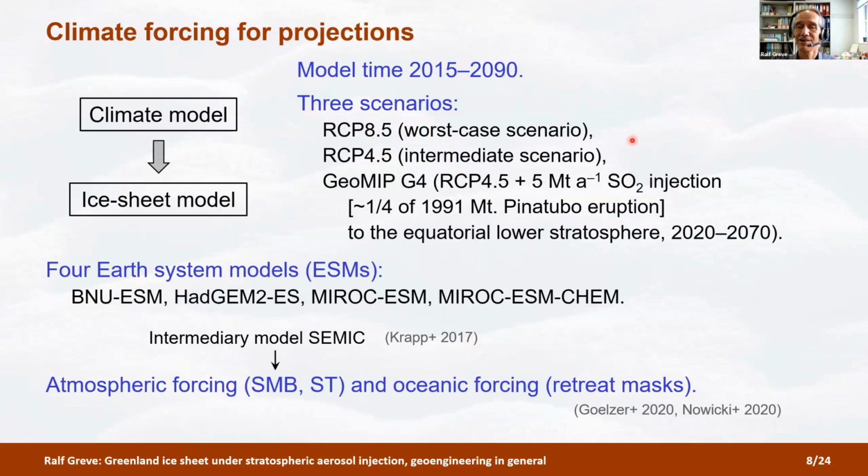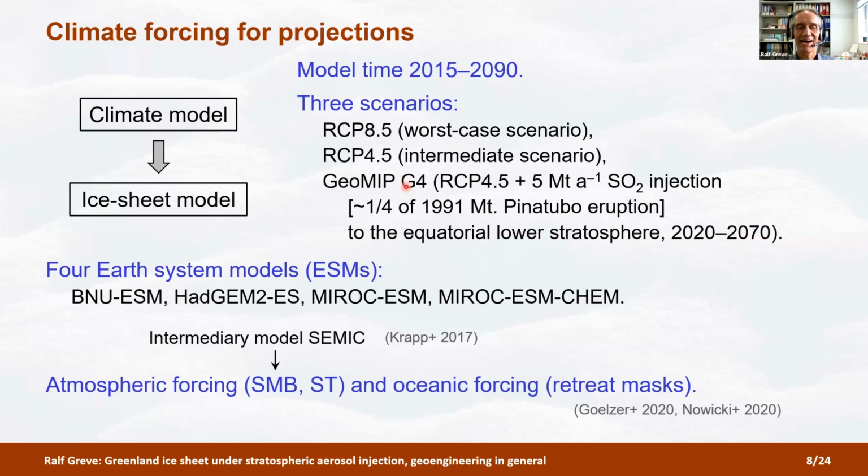And the third one was the GeoMIP G4 scenario, which is RCP 4.5 plus an assumption for SAI, stratospheric aerosol injection, which particularly releases 5 megatons of SO2 annually over 50 years into the equatorial lower stratosphere, from 2020 until 2070. And these 5 megatons are actually about 1/4 of the total amount of the 1991 Mount Pinatubo eruption. It's quite a lot of stuff, evidently, and it would have to be sustained over 50 years, 5 decades. So this is quite a massive intervention that would be required.